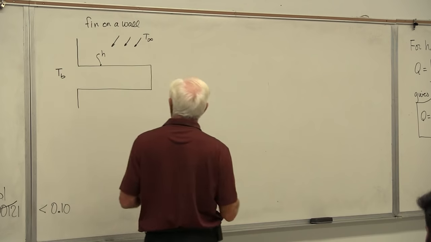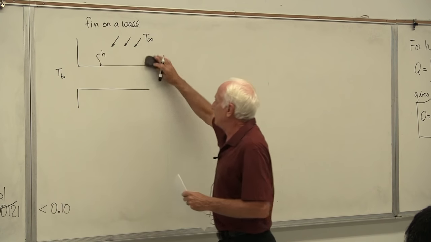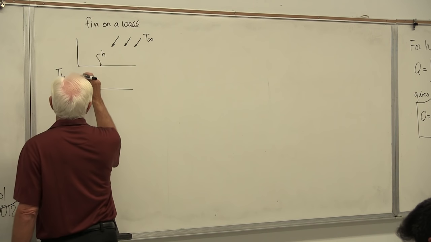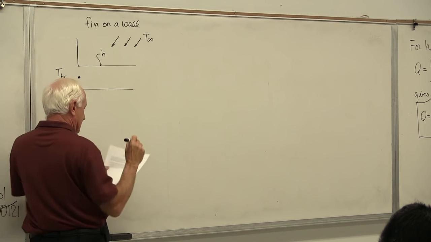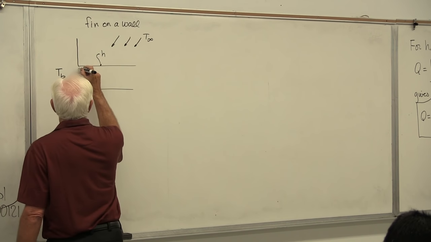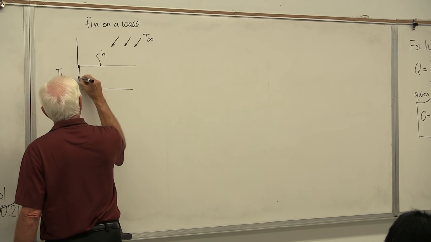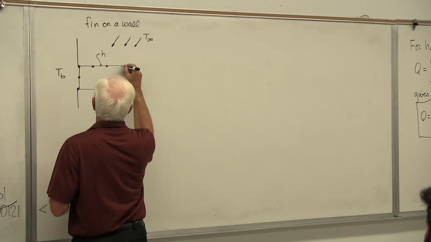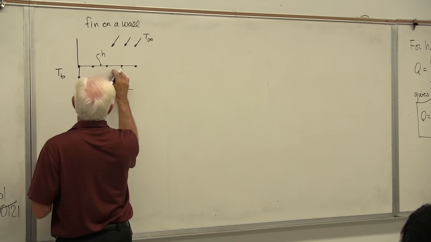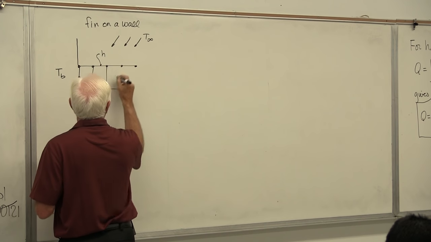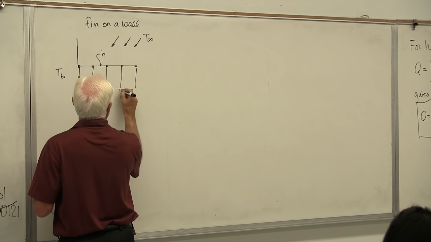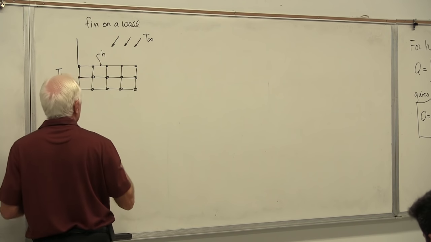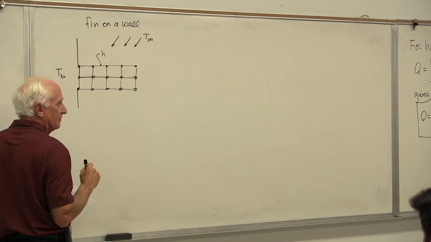We're supposed to model that by nodes and conducting rods. It tells you delta x and delta y are 1 centimeter, so it looks like this: 2 and 4. So I'll draw the model for you here. Okay, 6, 9, 12, 15 nodes.